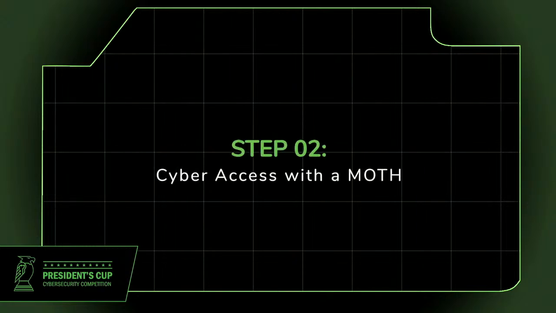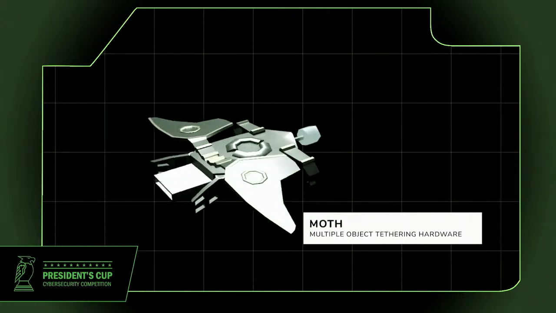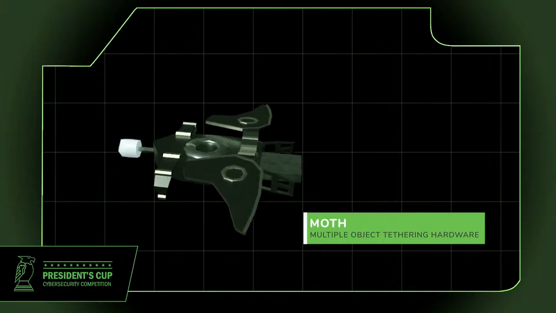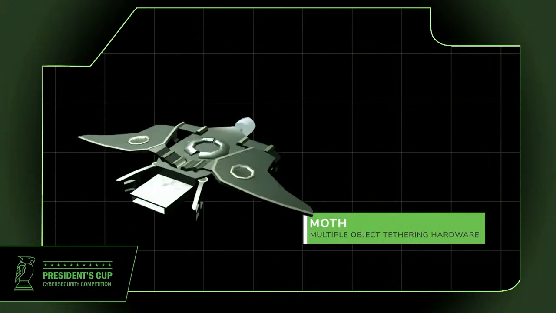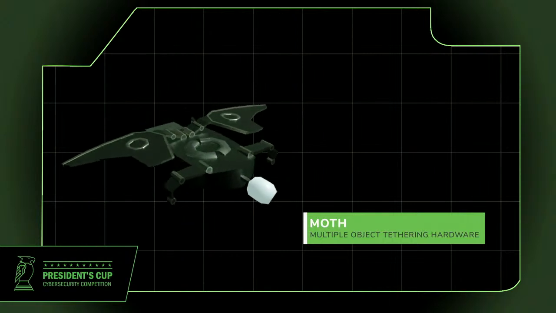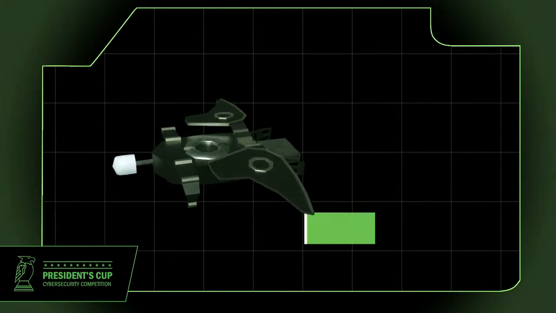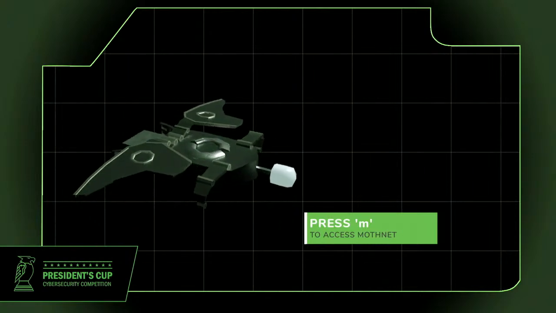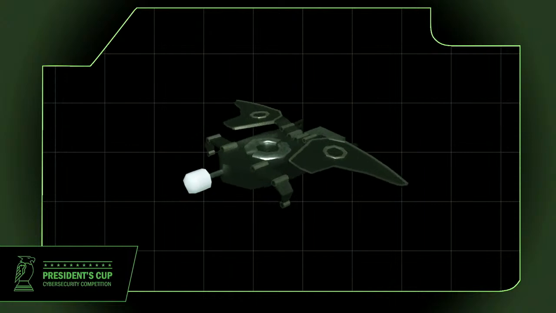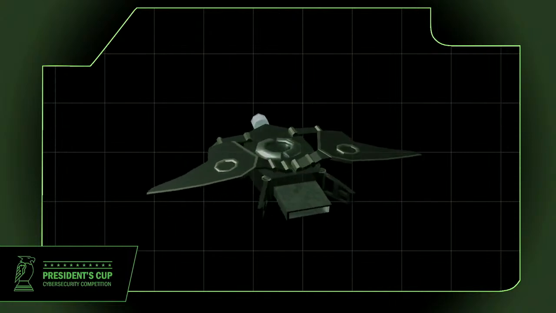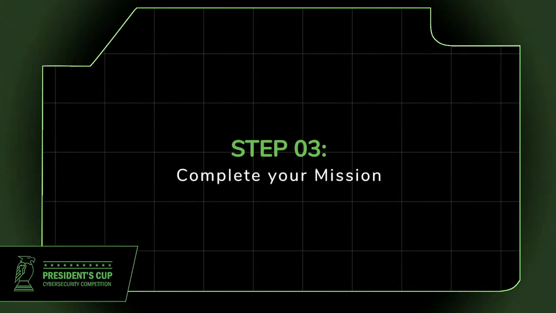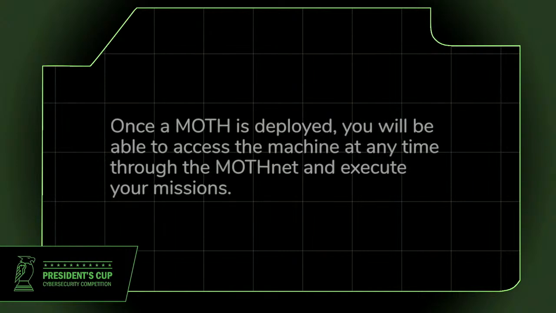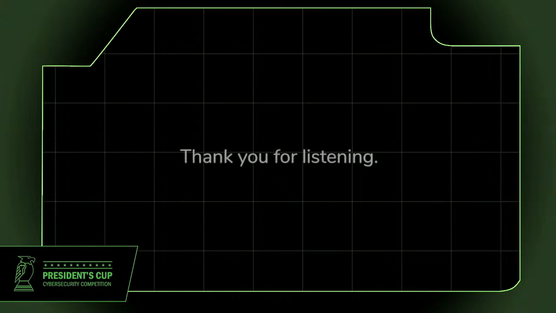Step 2, cyber access with a MOTH. To access computing devices in these remote locations, your RADs are equipped with MOTH devices or multiple object tethering hardware. You may access the console of any device that you or another DRTF team member has deployed an active MOTH to, via the MOTHnet, a list of all MOTHs that have been deployed, which can be accessed by pressing M in any module. However, the MOTHnet is limited to MOTHs in your current module and cannot access MOTHs in the other modules. Step 3, complete your mission. Once a MOTH is deployed, you will be able to access the machine at any time through the MOTHnet and execute your missions. Thank you for listening.